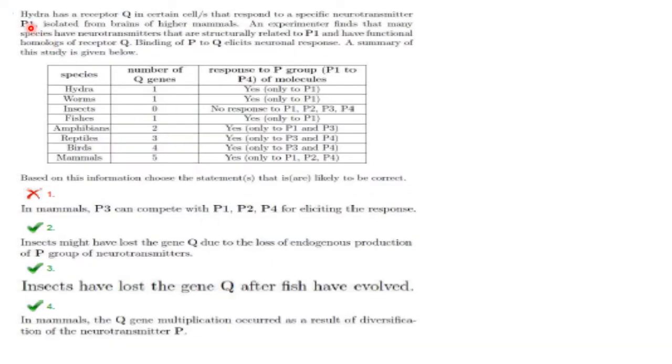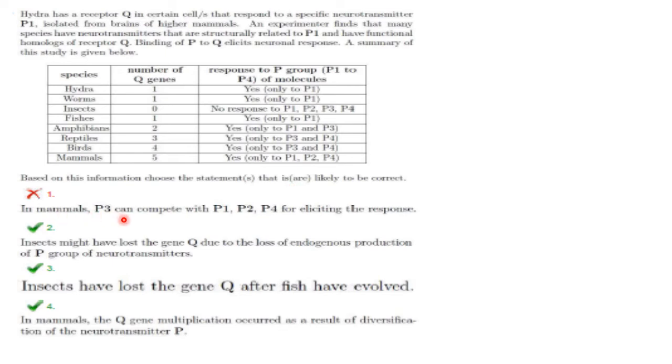Now next one. Hydra has a receptor Q in certain cells that respond to a specific neurotransmitter P1 isolated from brains of higher mammals. An experimenter finds that many species have neurotransmitters that are structurally related to P1 and have functional homologs of receptor Q. Binding of P to Q elicits neuronal response. A summary of this study is given below. Based on this information, choose the statement that is likely to be correct.